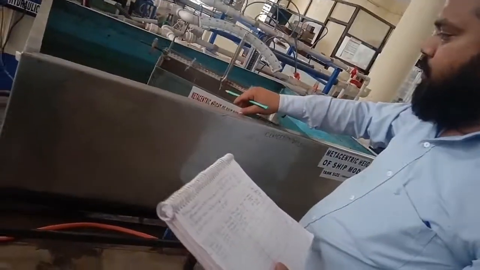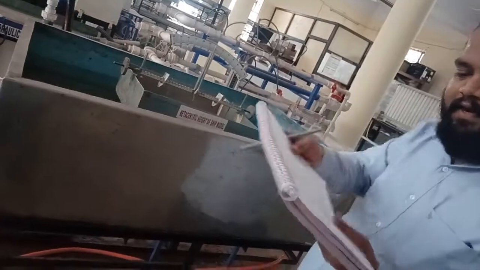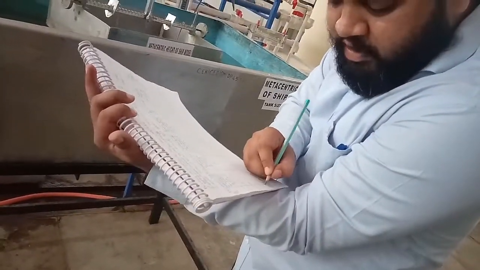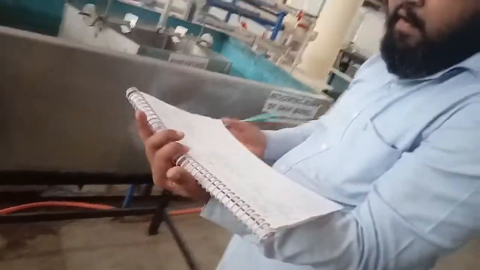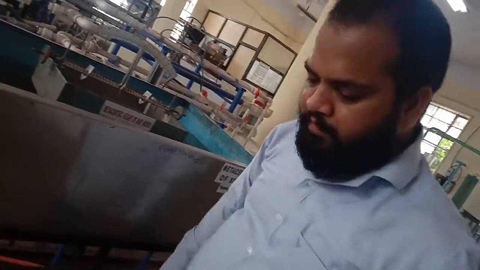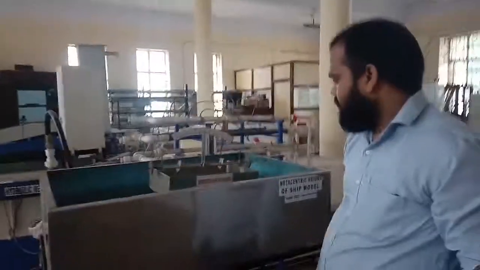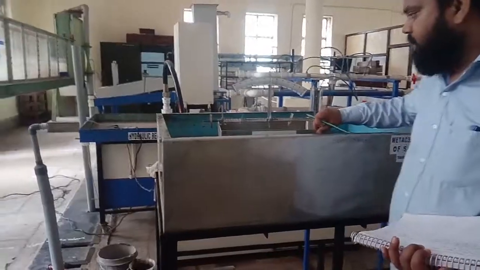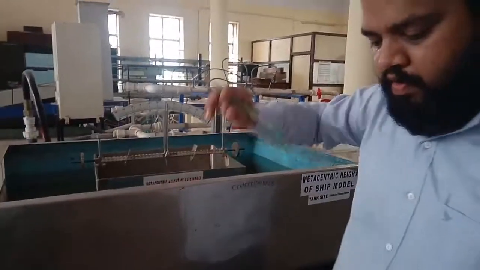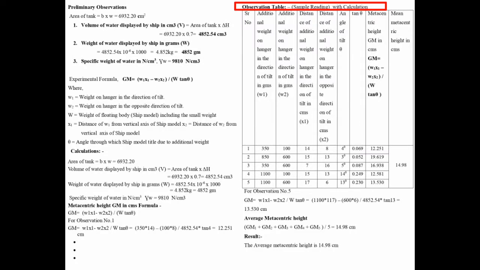Similarly we add some weights for observation number 2, observation number 3, observation number 4, and observation number 5. After getting all the observations, just note them down in your observation table. Next, using the metacentric formula, we calculate the metacentric height for this given ship model. Let us see this calculation part. Here we can see the observation table, calculation and result of our metacentric height.